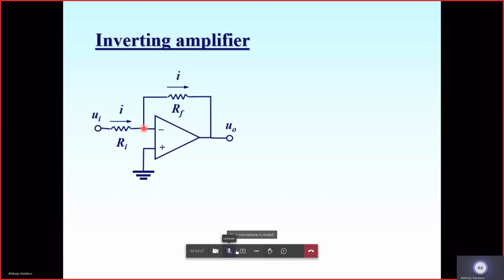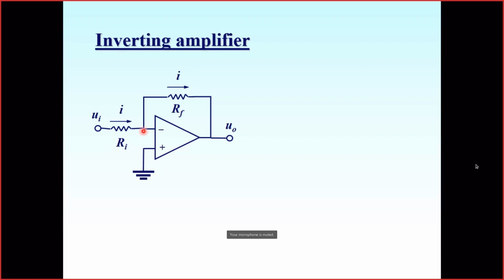Yes, it will be 0 too. So if we put here +5, here will be +5. If we put here, from some non-changing source, 2 volts, it will be 2 volts. If -1, it will be -1. So they will be the same.